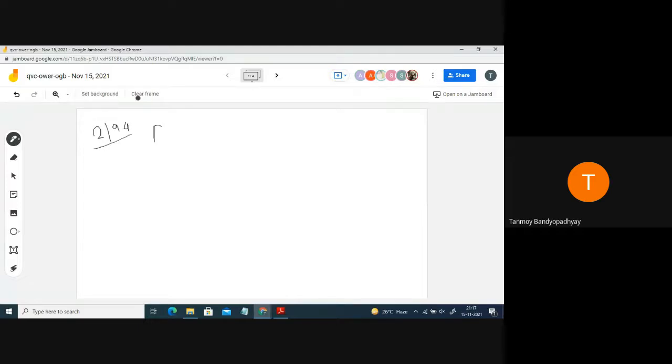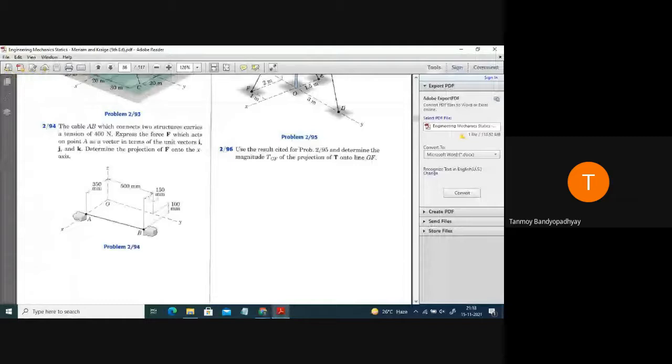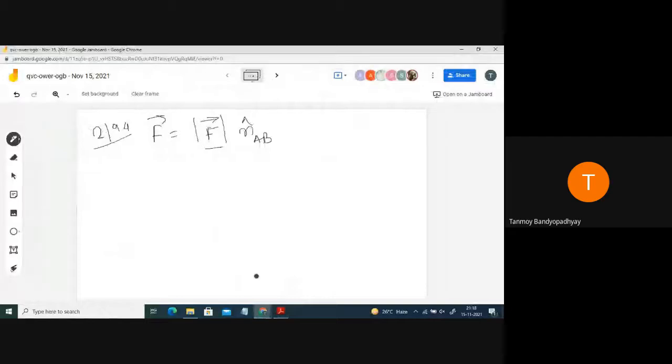So the F vector, just as the last case, is the magnitude of the force vector into n AB cap. So what is the magnitude of the force vector? So you can see that the magnitude of the force vector is given to be 400 newtons. So that is known. So what else do we require? We require the coordinates of the points A and B. So just you have to find out what are the coordinates of the points A, B.